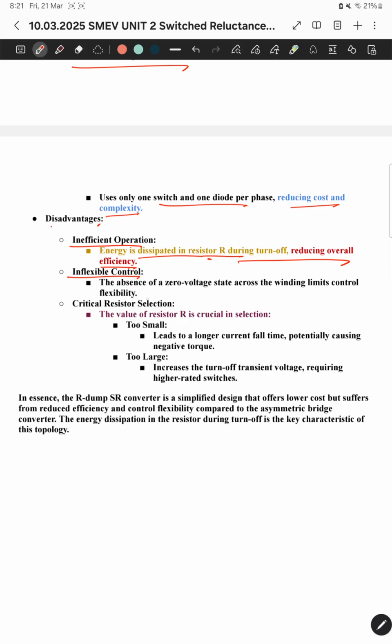Inflexible control here, as there is an absence of zero voltage. We can see a negative voltage in the freewheeling action, so it loses the control flexibility.